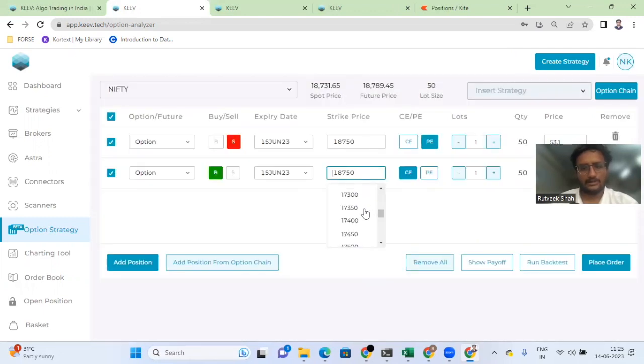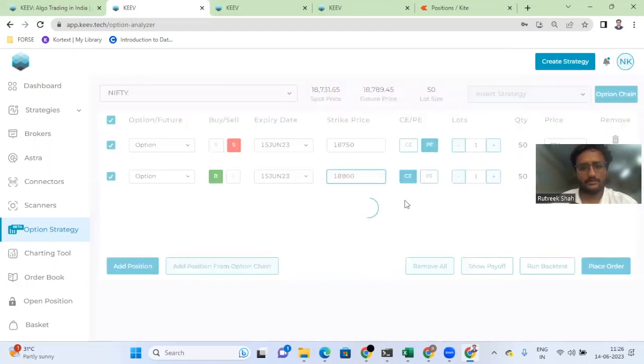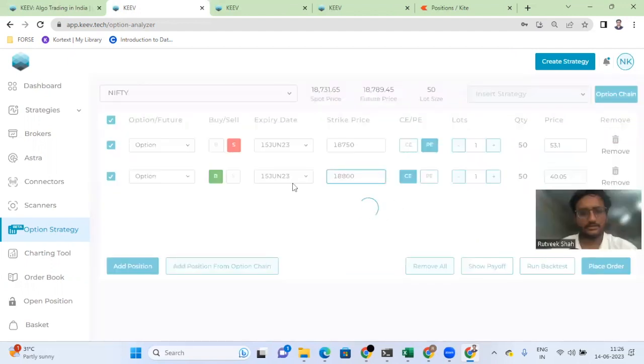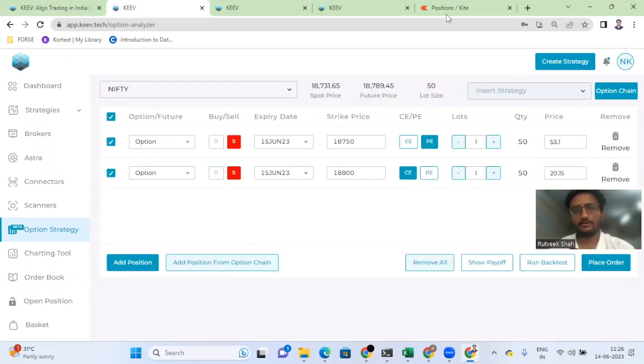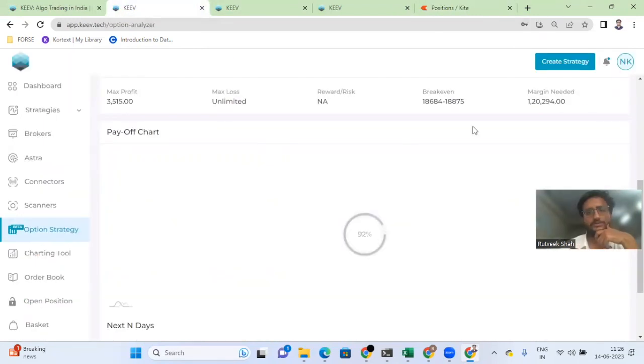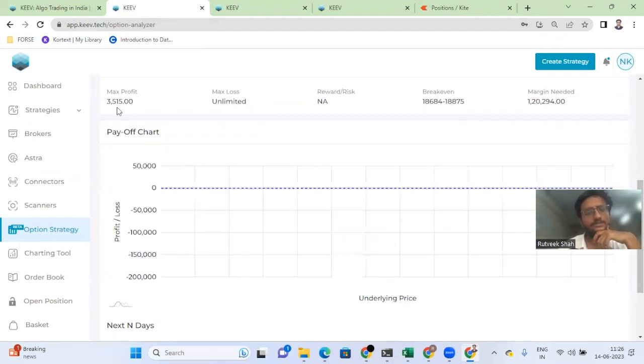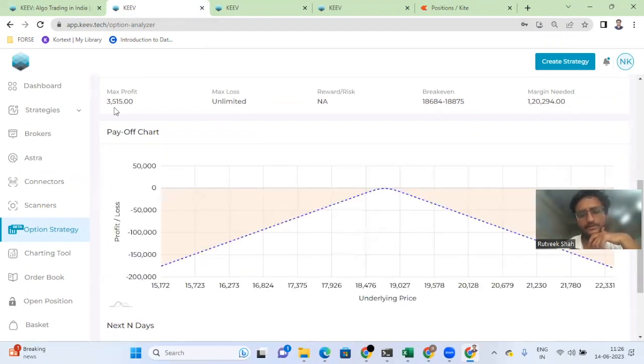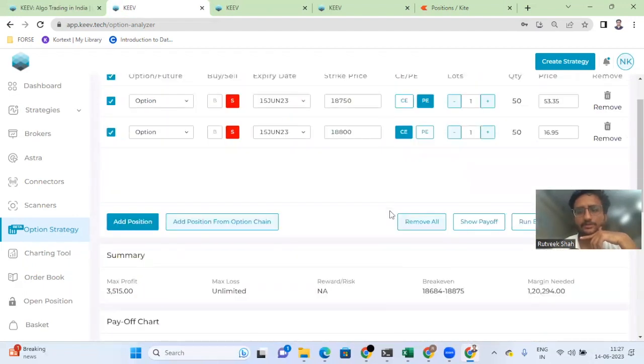So let's check our payoff from the KEEV platform. We'll have to input our prices. We'll have to check the order book or the broker account where we have entered the trade. It's currently trading on 20, so 16.95 and 53.3. From this payoff, we'll be seeing our max profit is around 3,500 and a break even is approximately of 200 points range, and the margin required for our position will be approximately 1,20,000.